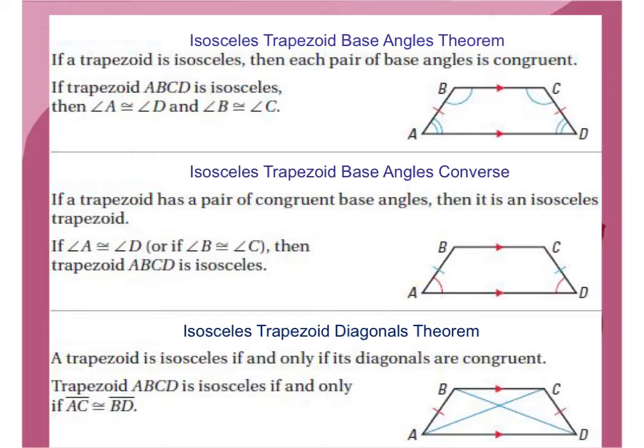Okay. There are some theorems related to trapezoids, okay? So there's an isosceles trapezoid base angle theorem. It states if a trapezoid is isosceles, then each pair of base angles is congruent. So if trapezoid ABCD is isosceles, then angle A is congruent to angle D, and angle B is congruent to angle C. So I'm just going to highlight them so we see it. B is congruent to C, and A is congruent to D.